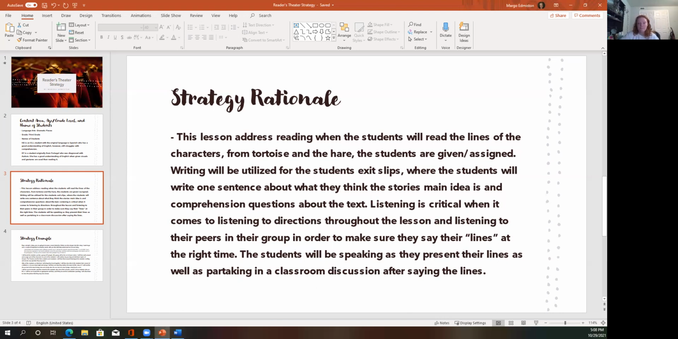I will then state something along the lines of, all right, boys and girls, let's start reading our story. As they begin to read the story in their little groups, I will float around to each group and ask and answer all of the questions they may have.